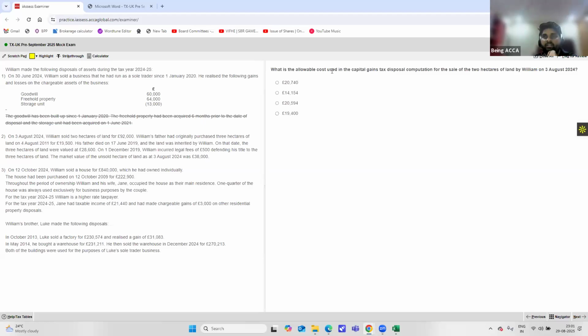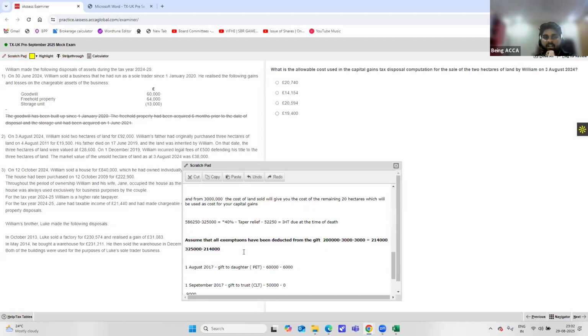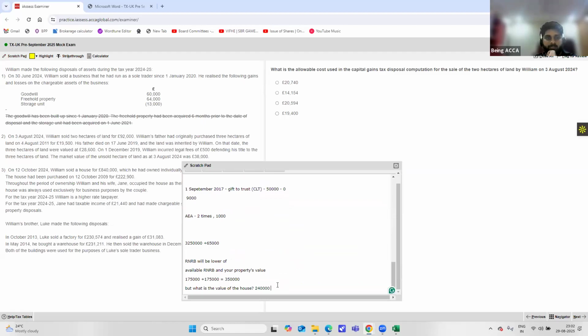What is the allowable cost used in the capital gains disposal computation for the sale of 2 hectares of land on 3rd August 2024? Again, it will be part disposal. So how do you calculate it?